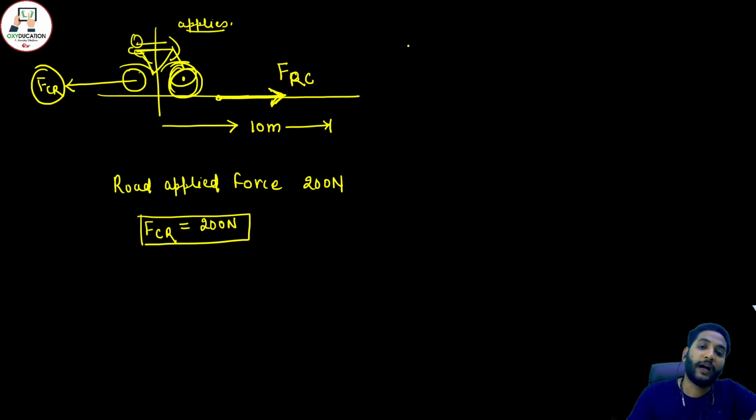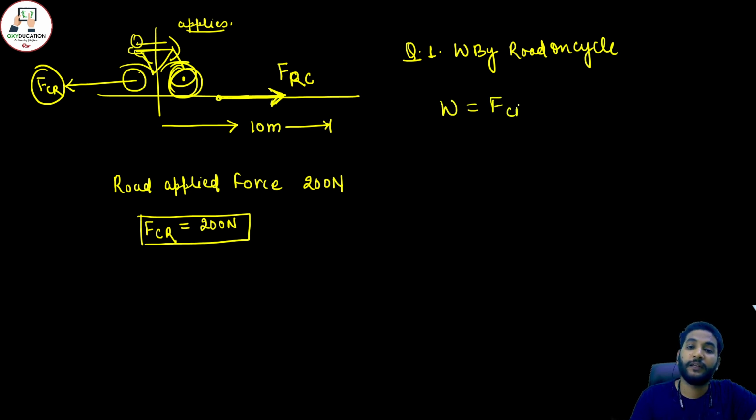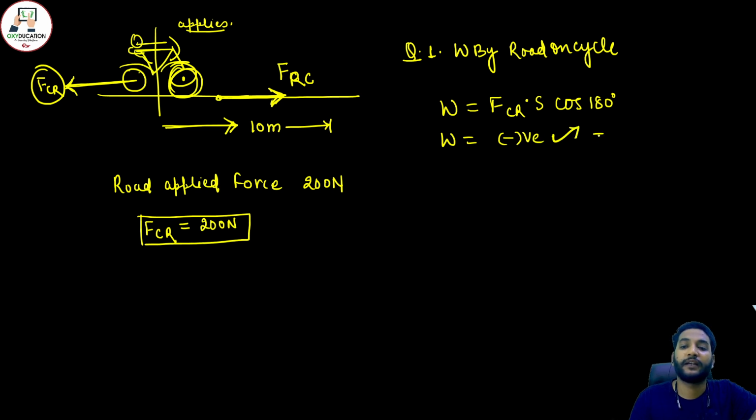Okay. Now, if I go according to question number 1, it is asking the work done by the road on the cycle, meaning W equals FCR into displacement into cos 180 degree, because both are in opposite direction. See this and this. So definitely this work done will be negative and you may calculate this answer. If we calculate, that is 200, S is 10 meter, and into -1. That will be minus 2000 Newton.